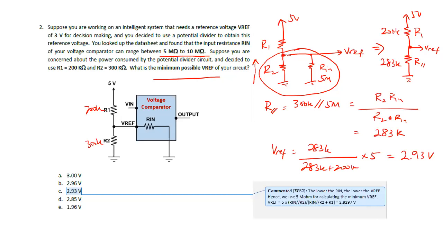If I want the Vref here to be as small as possible, then this combined resistance must also be as small as possible. If I want Vref to be as high as possible, then this combined resistance must be as high as possible. So that is the idea behind this question.